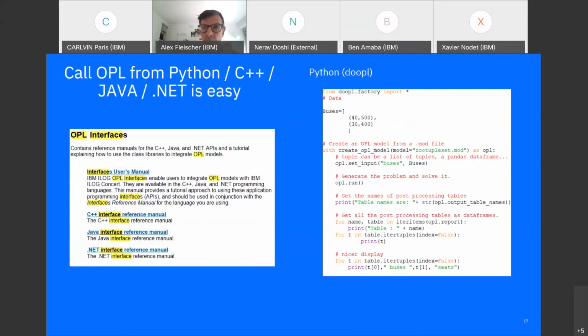OPL models can be called from Java, .NET, and C++. So many people do not know that, but once you have your model in OPL, you can easily call that model from those programming languages and see all the OPL objects like constraints and so on as native objects. Very convenient. And you can also call OPL from Python through a package that you can download, doOPL. Very convenient too.